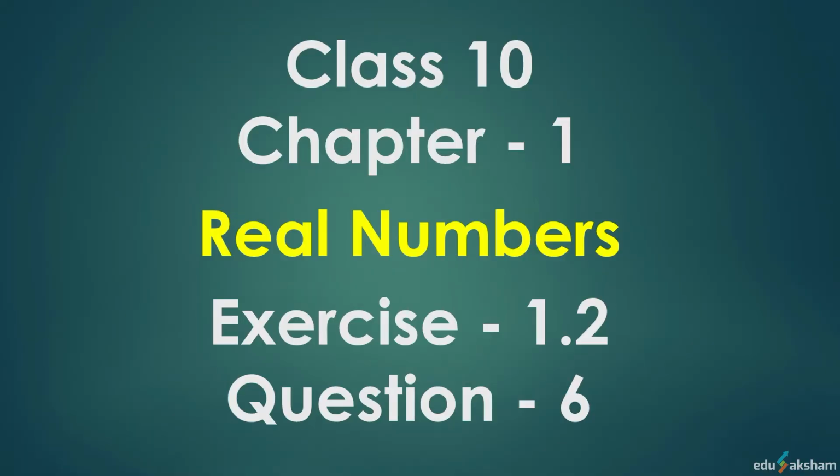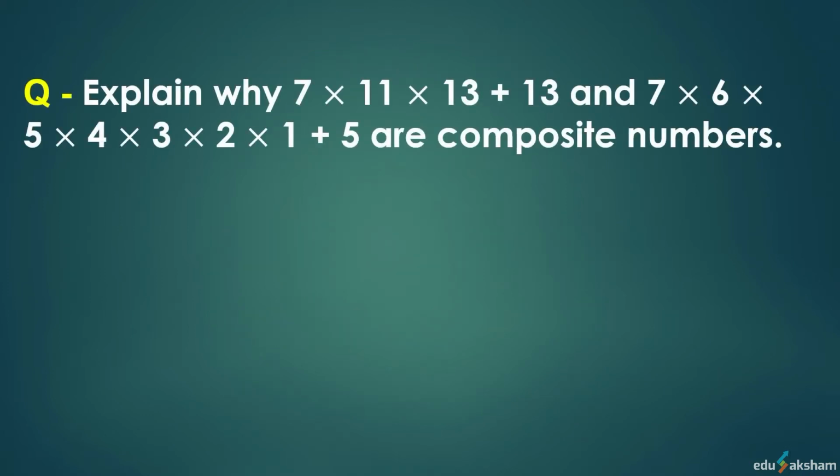Class 10, Chapter 1, Real Numbers, Exercise 1.2, Question number 6. Explain why 7 × 11 × 13 + 13 and 7 × 6 × 5 × 4 × 3 × 2 × 1 + 5 are composite numbers.